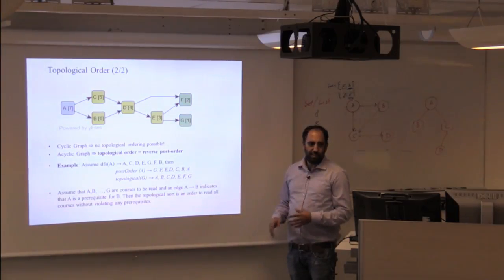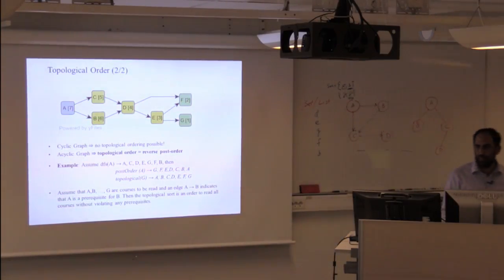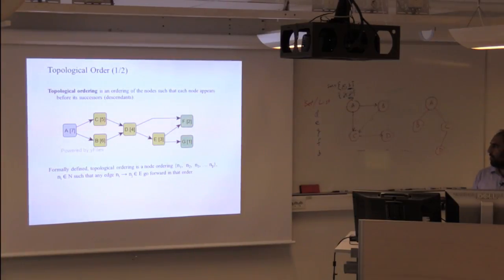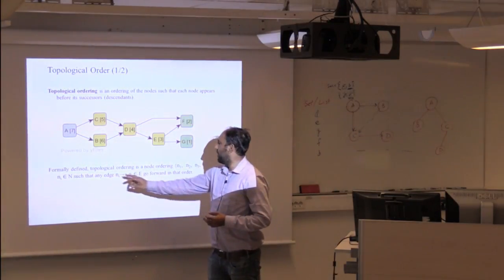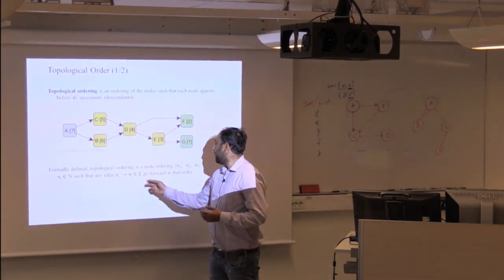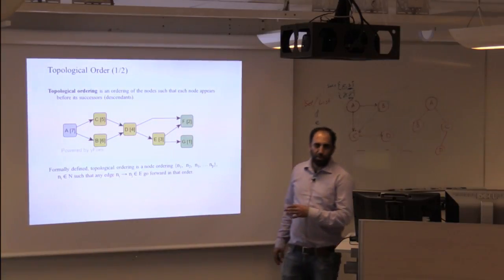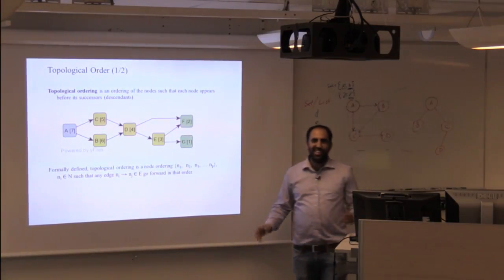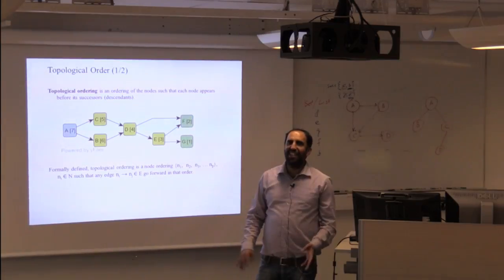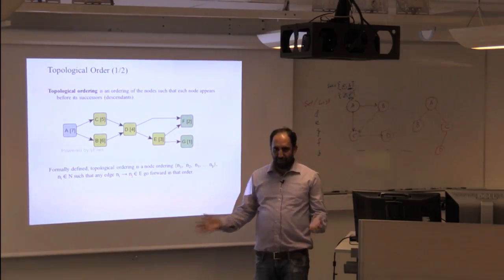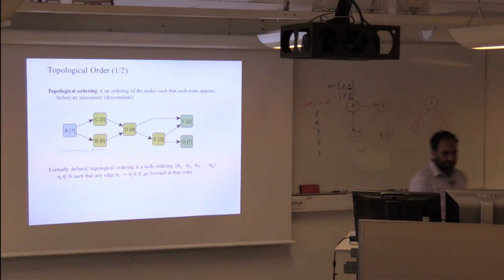But in the topological order, you first visit the parents and then you go on. If you look at the formal definition, a topological order is a node ordering n1, n2, n3 for the set of nodes, such that any edge from node ni to node nj must go forward, which means that every edge should be a forward edge and there is no backward edge. And if there is a backward edge, it means it's a cyclic graph and we cannot compute the topological order. Okay, I hope you understand it.